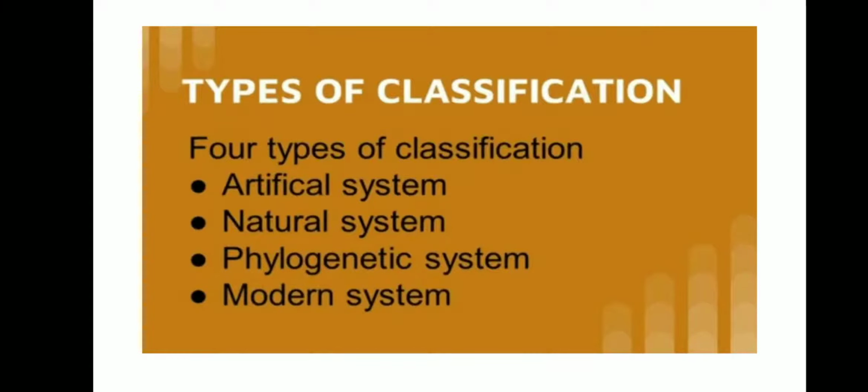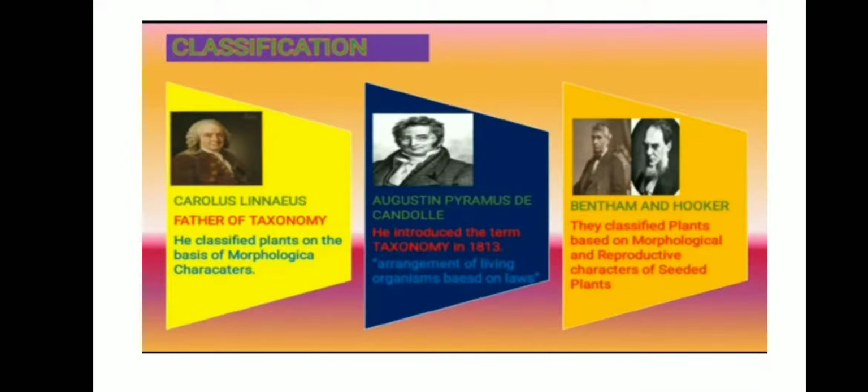So, who classified? Carolus Linnaeus. This is the first classification. See, Carolus Linnaeus is the father of taxonomy. Why? He classified the plants on the basis of morphological characters. Morphology means structural characters. And next, Augustin Pyramus de Candolle. He introduced the term taxonomy in the year 1813.